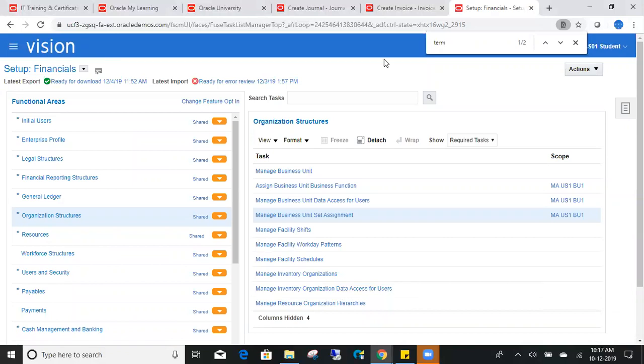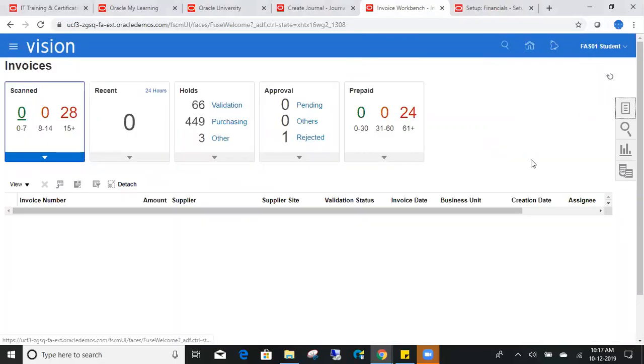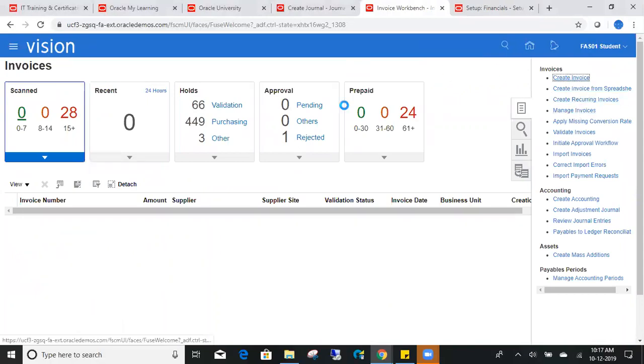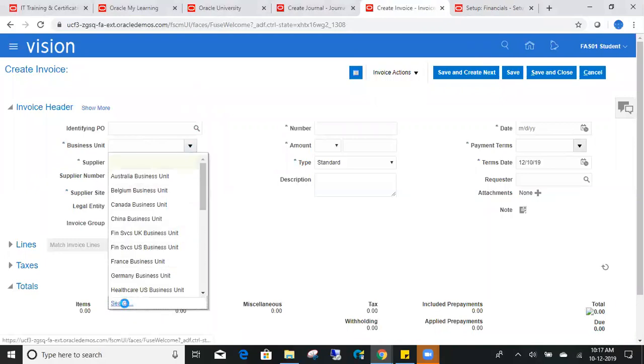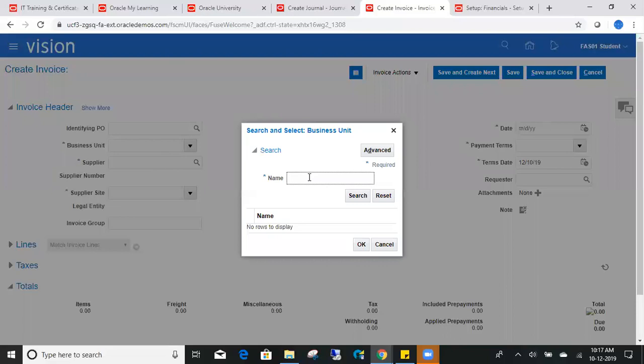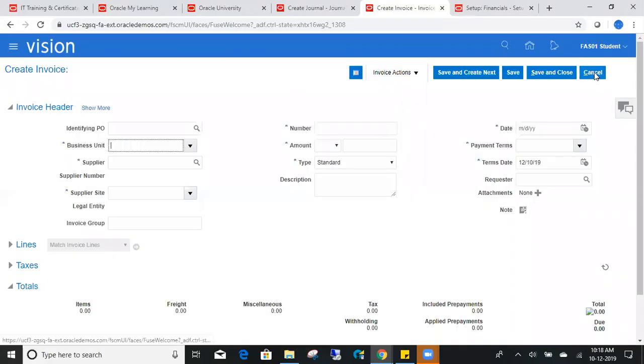Okay, so if you are seeing here in the create invoice screen, you are able to see business units, right? You are getting all the business units. That means you have all the access to your business unit. I'm not getting my business unit because I didn't do any of the setups. That's the reason we are not getting it. Because I didn't create any setups in payables for our MA business unit, that's the reason it is not coming in.